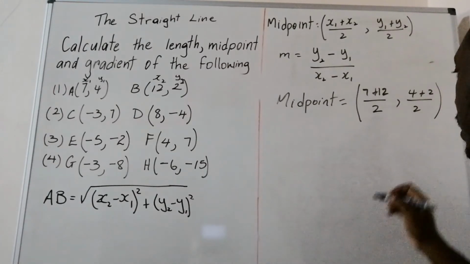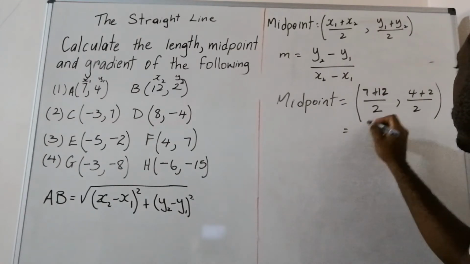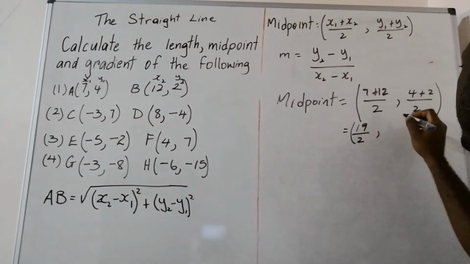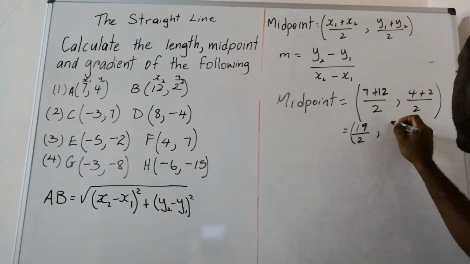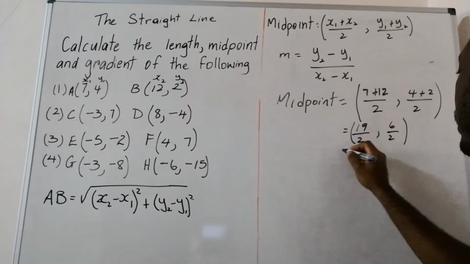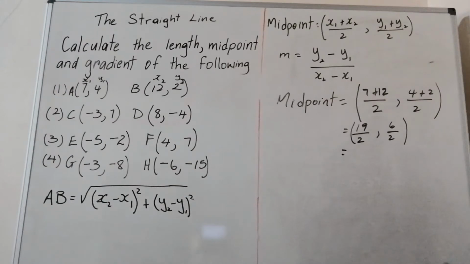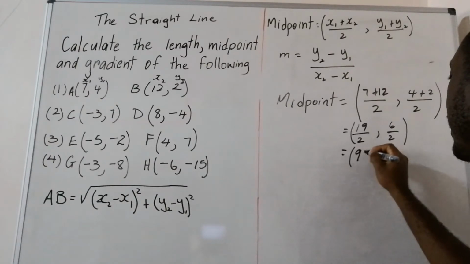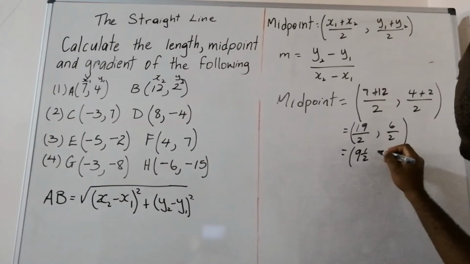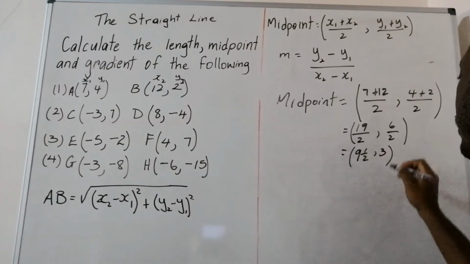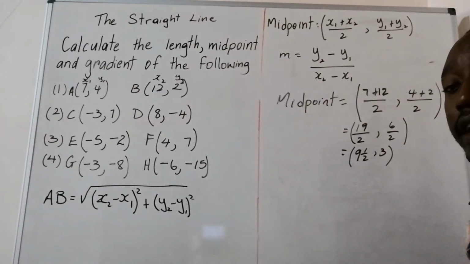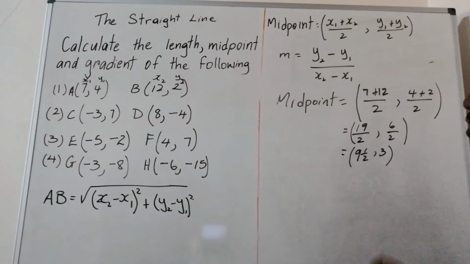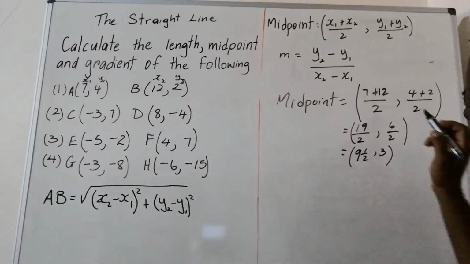So that is equal to 7 plus 12 will give us 19 over 2, and 4 plus 2 will give us 6 over 2. When we reduce that, 19 divided by 2 will give us 9.5, and 6 divided by 2 will give us 3. So the coordinate of the midpoint will be found at 9.5 and 3.